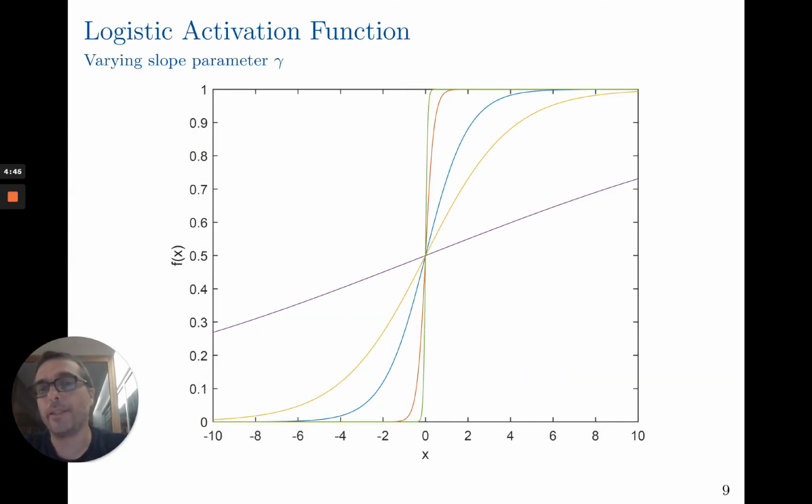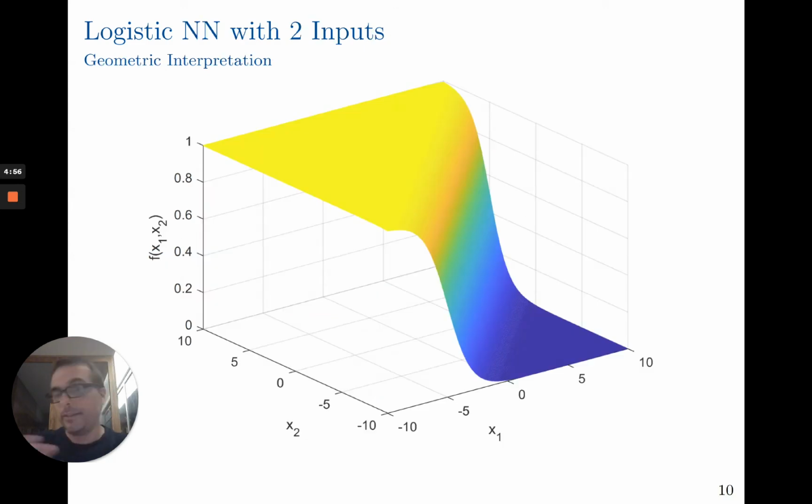If you vary the parameter gamma, you see that the higher the gamma, the steeper is the function. The lower is the gamma, the closer to linearity you have. And this is an example in 3 dimensions for a bivariate input vector.